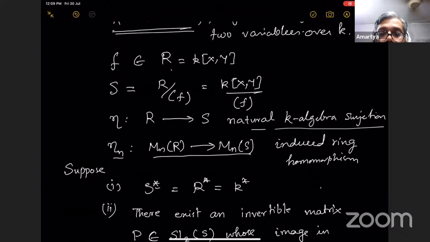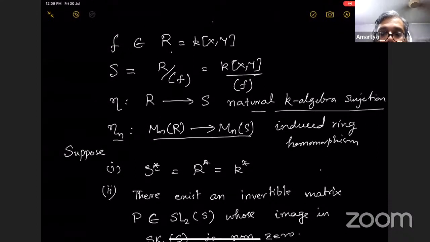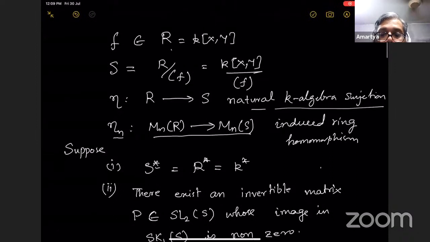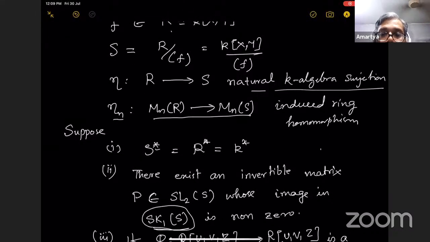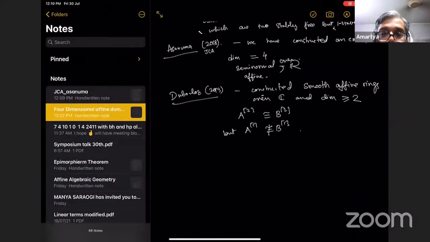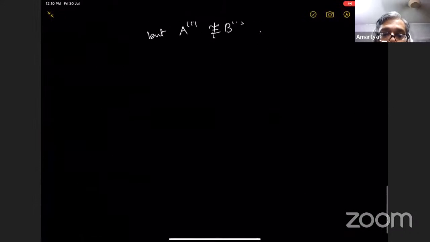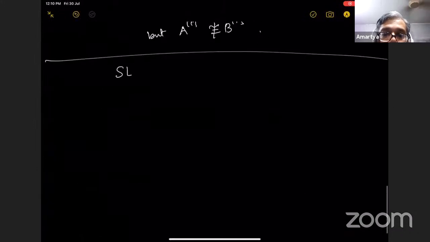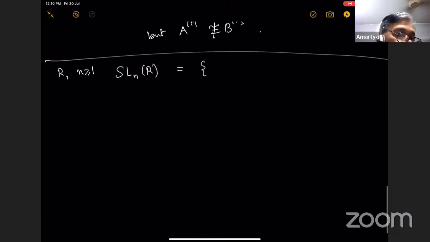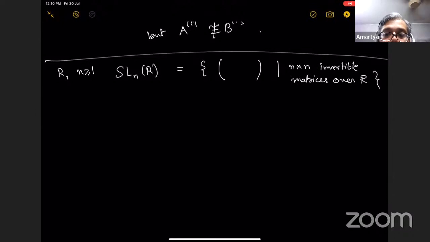So the units must be the same, and in S you should be able to find an invertible matrix P whose image in SK1 is nonzero. I should better define what SK1 is. Let me go back. We are all familiar with SL_n(R) for any ring R and an integer n greater than or equal to 1. This is the set of n cross n invertible matrices over the ring R.